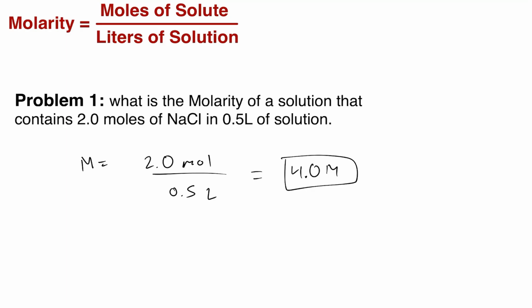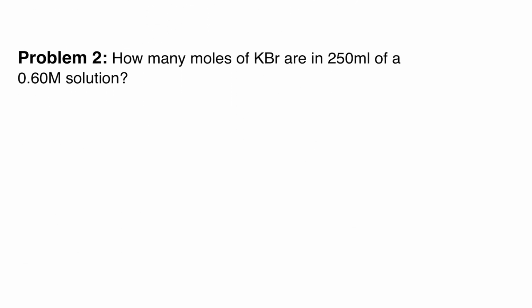Now let's try the second problem. How many moles of KBr are in 250 milliliters of a 0.6 mole per liter solution? So firstly, we need to convert 250 milliliters to liters, which is simply going to be 0.250 liters.